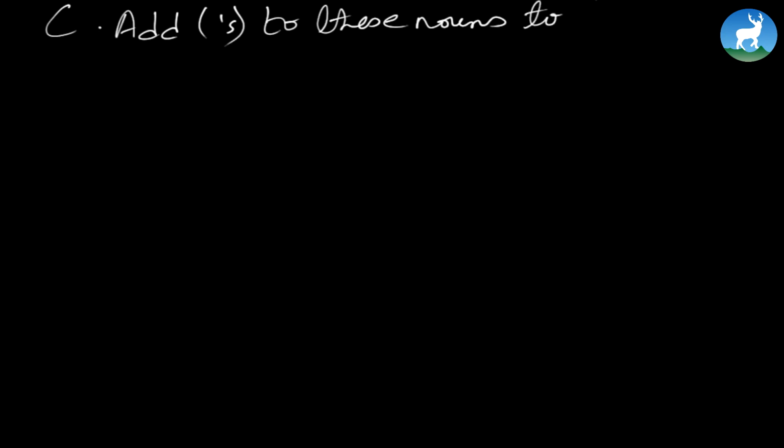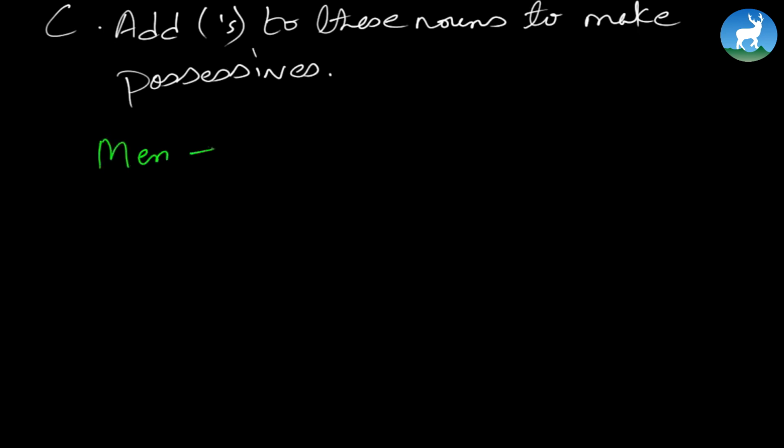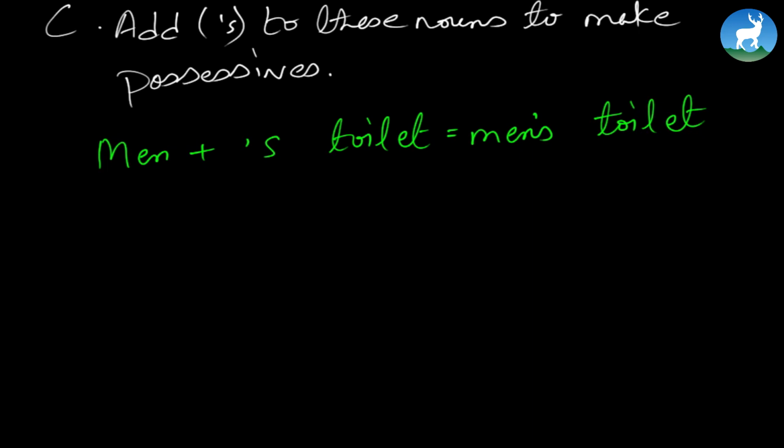Now we come to number C. Again, it's the same exercise. Add apostrophe to these nouns to make possessives. Possessives. Again, the same thing. See? So we go from men plus apostrophe and then it's toilet. So it becomes men's toilet. Look at how the plural is formed. See, man is singular, men is plural. So if you just add an apostrophe here, like men', it doesn't make sense. So we have to have apostrophe s here. That's why, though men is plural, we're adding s at last here to show the possessiveness.